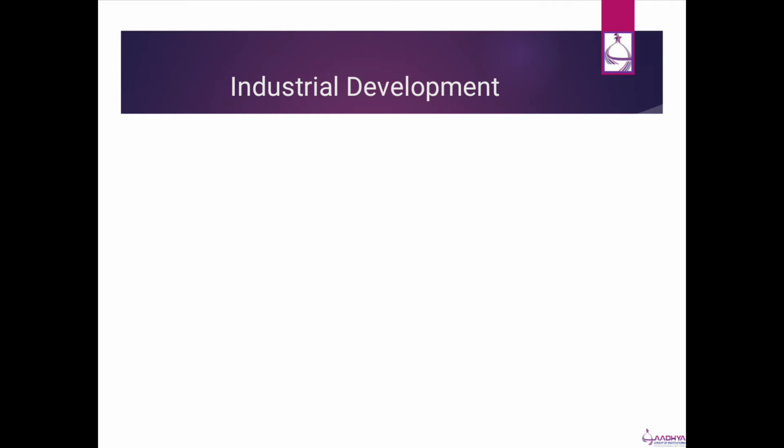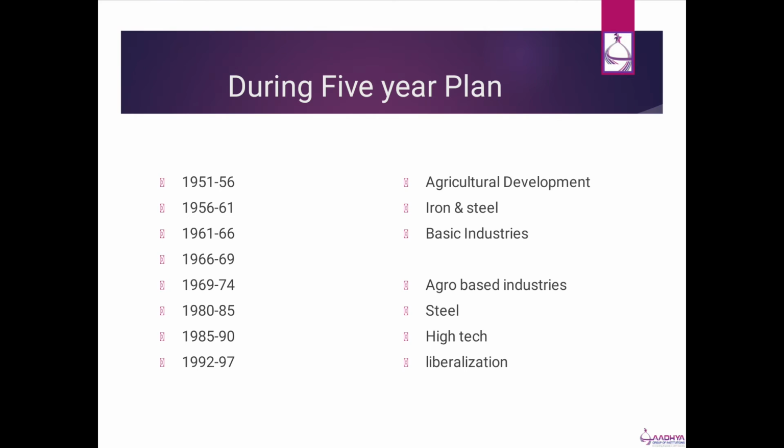Let us discuss industrial development. Basically, industrial development took place in India during the 5-year plans. If you look at all the 5-year plans from 1951 till 2017 or 2014, we can see that in the first 5-year plan there is much focus on agricultural development.